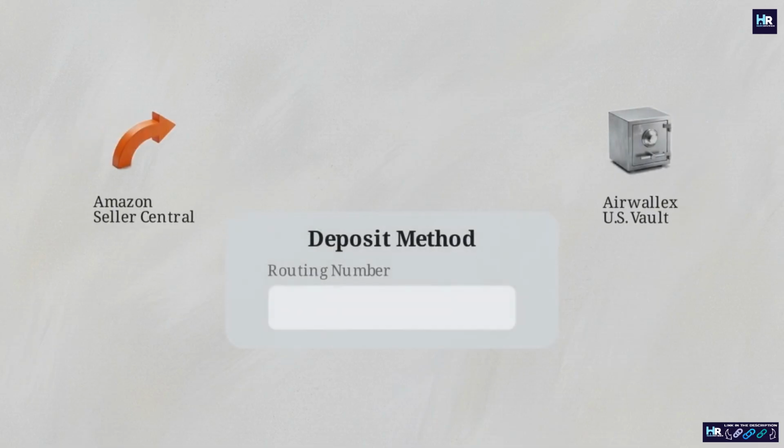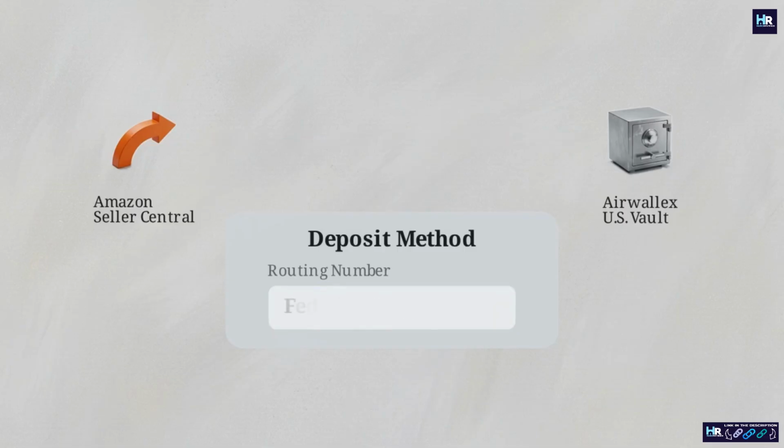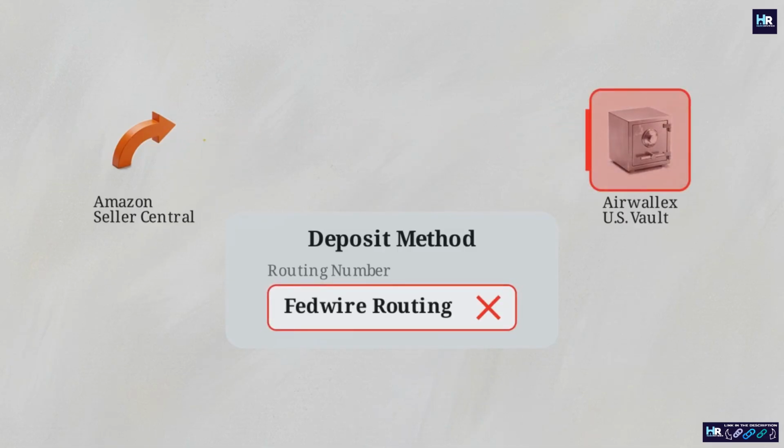When configuring a US vault, you must enter your ACH routing number. Amazon's payout system clears exclusively via local ACH networks. If you enter a Fedwire number, your settlement will fail and the deposit will bounce back.